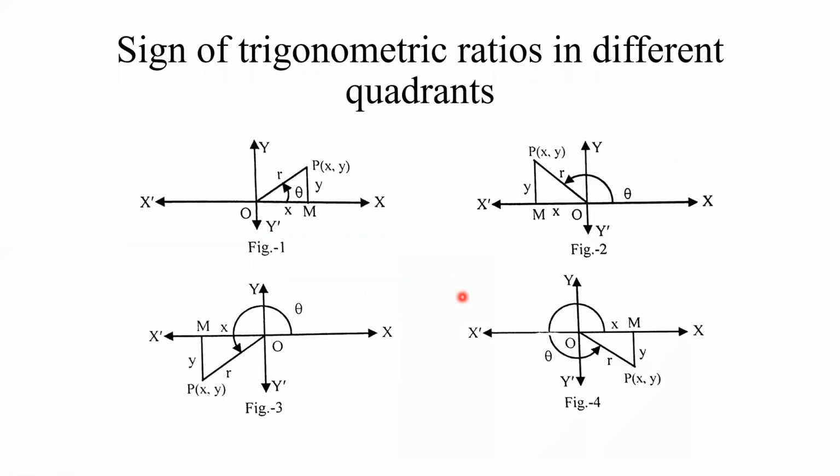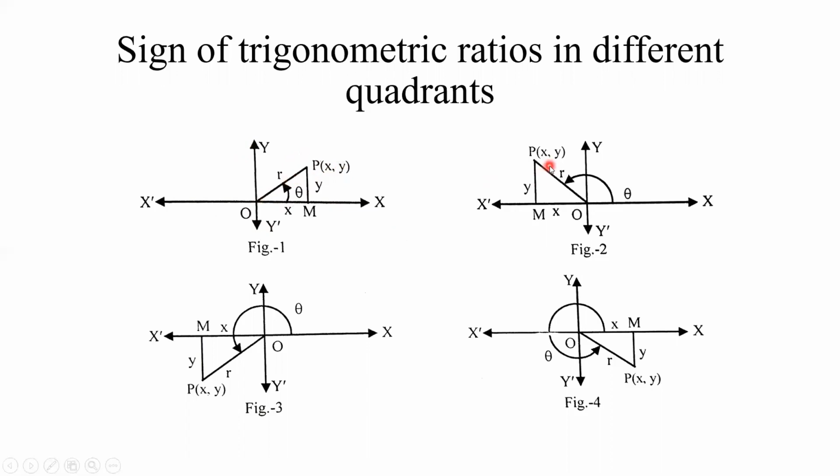Now, sign of trigonometric ratios in different quadrants. This is XO, X dash, X axis. This is YO, Y dash, Y axis. Here, a point P, and P is moving anti-clockwise and making positive angle. So, P is XY. Here, value of X and Y are positive. So, in first quadrant, X and Y are positive.